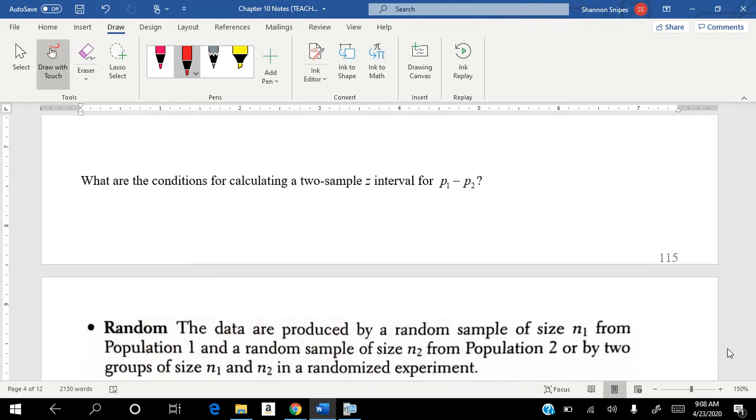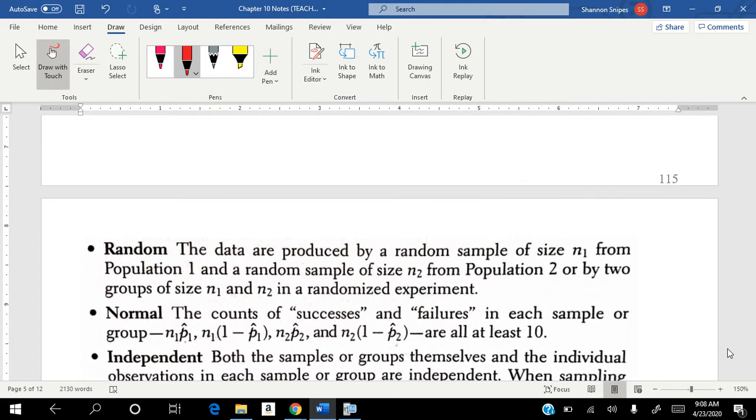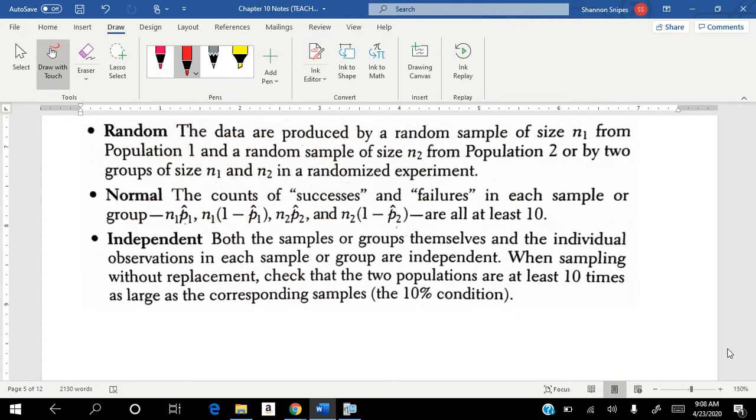So what are the conditions for calculating a two-sample Z interval? And these are in your textbook. I forgot to notate where they are. I'll write that in later. But if you go to section 10.1, you could find it in your textbook. But here are the 3 conditions for creating a confidence interval for proportions. And if you'll notice, they are the exact same as they were for creating a significance test or calculating a significance test.